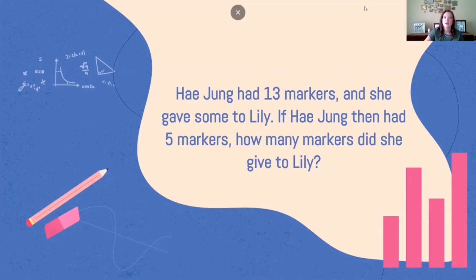All right, let's come back and let's solve it. So let's write down our important information. So Jung had 13 markers. That seems like a good place to start. 13 markers. And then she gave some away to Lily. We don't know how much. Okay, so then what we know is that when she gave some away, Jung went from 13 markers to 5 markers. That seems important too.